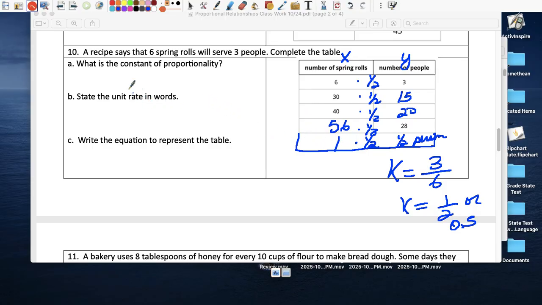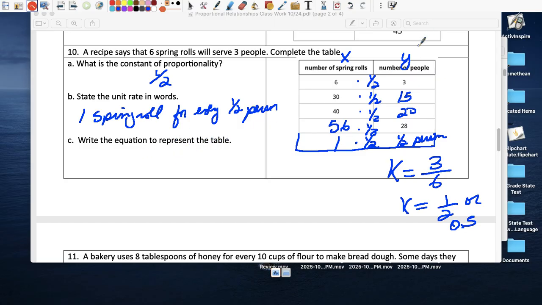So, what's the constant of proportionality? Half. Say the unit rate in words: 1 spring roll for every half of a person, because we did it this way. We could have switched the columns. Write an equation to represent the table.